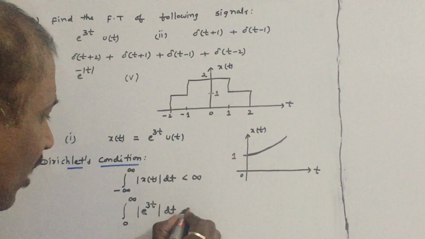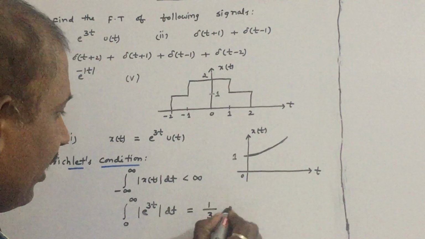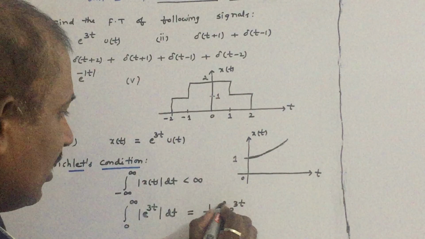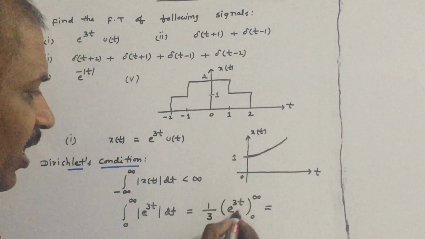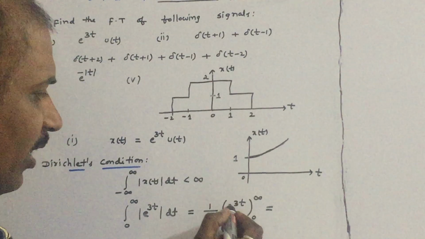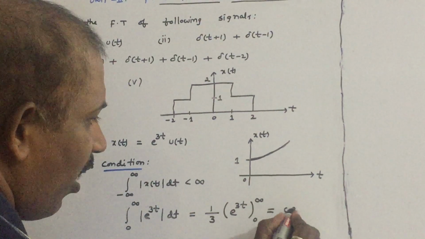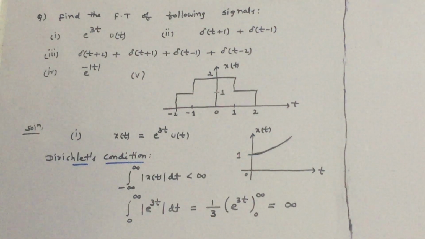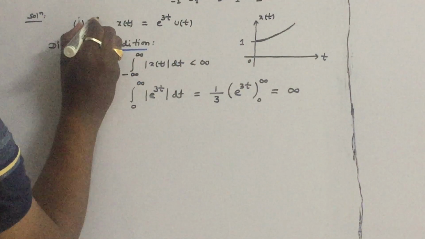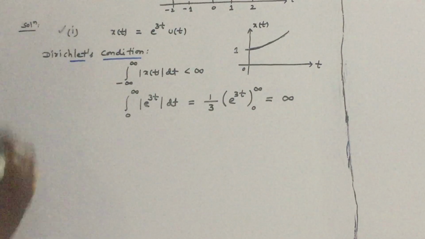So let us find out this value. 1 by 3 into e power 3t. Substitute the limits 0 to infinity. So e power infinity is infinity minus 1. Infinity minus 1 is infinity. So therefore the answer will be infinity. So what you have to conclude, this is a special example. Remember that this is a special example.